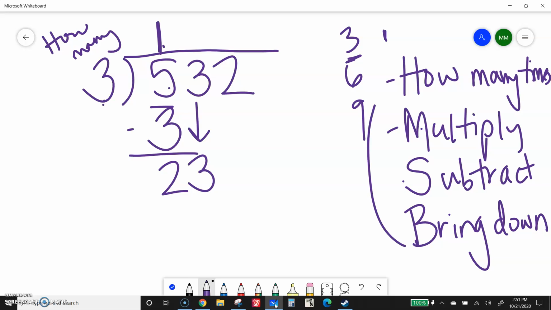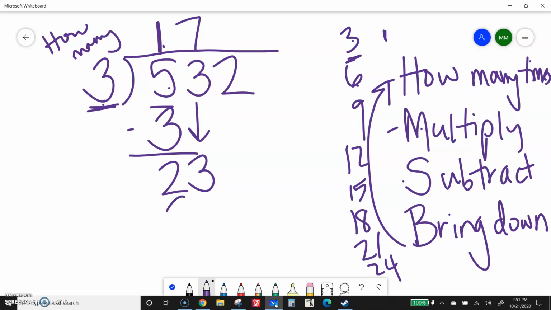Now we start all over at the top. How many times does 3 go into 23? Well, if I look at my multiples, or maybe you just count in your head, 3, 6, 9, 12, 15, 18, 21, 24. Oop, 24 is too big, so I'm at 21. That is 7 times. Now I multiply. 7 times 3 is 21. Subtract, because I multiplied, then I'm at subtract. 3 minus 1 is 2. Bring down the next digit, which is a 2.